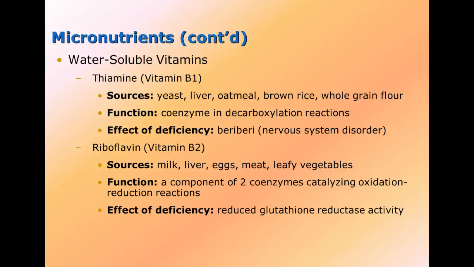Now we'll move on to the water-soluble vitamins. Thiamine is vitamin B1. We get that from yeasts, liver, oatmeal, brown rice, and whole grain flour. It's a coenzyme in decarboxylation reactions, which happen in the nervous system especially, so with a deficiency we end up with beriberi, which is a nervous system disorder.